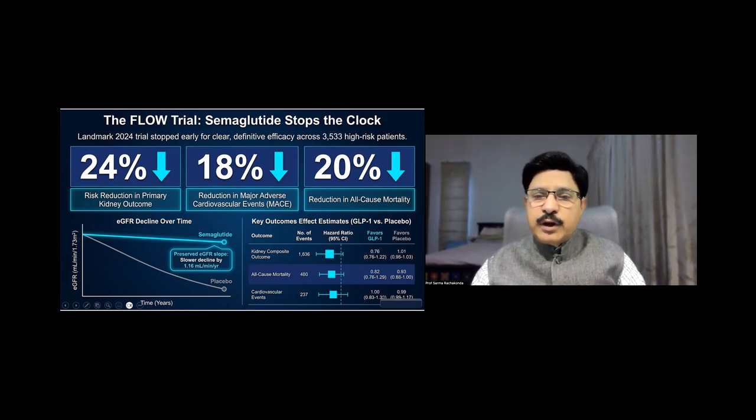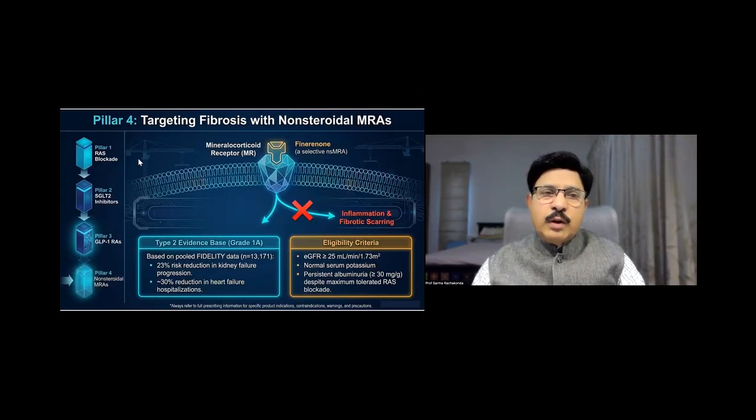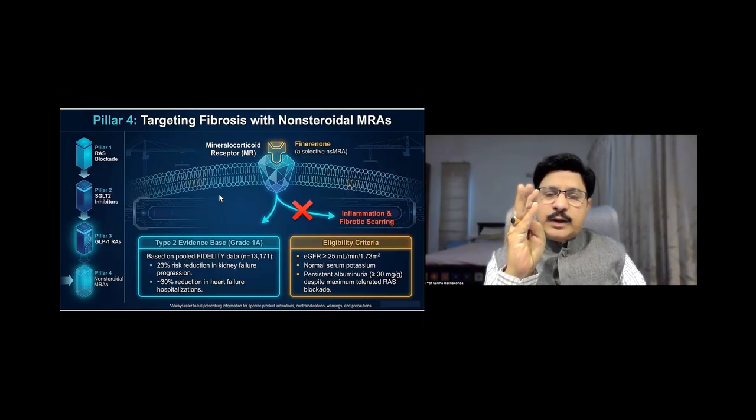This is very important. Kidney outcomes effect estimate, GLP-1 versus placebo trial, and then you can see the composite outcome is better, all-cause mortality is better, cardiovascular events is better, major acute coronary events, but everywhere semaglutide did better than the placebo. So what you have to do? Now the pillar 4, what you have to do? You have to use number 1, RAS inhibitors. Number 2, the SGLT2 inhibitors. Number 3, GLP-1 receptor agonists. And finally, targeting the fibrosis.